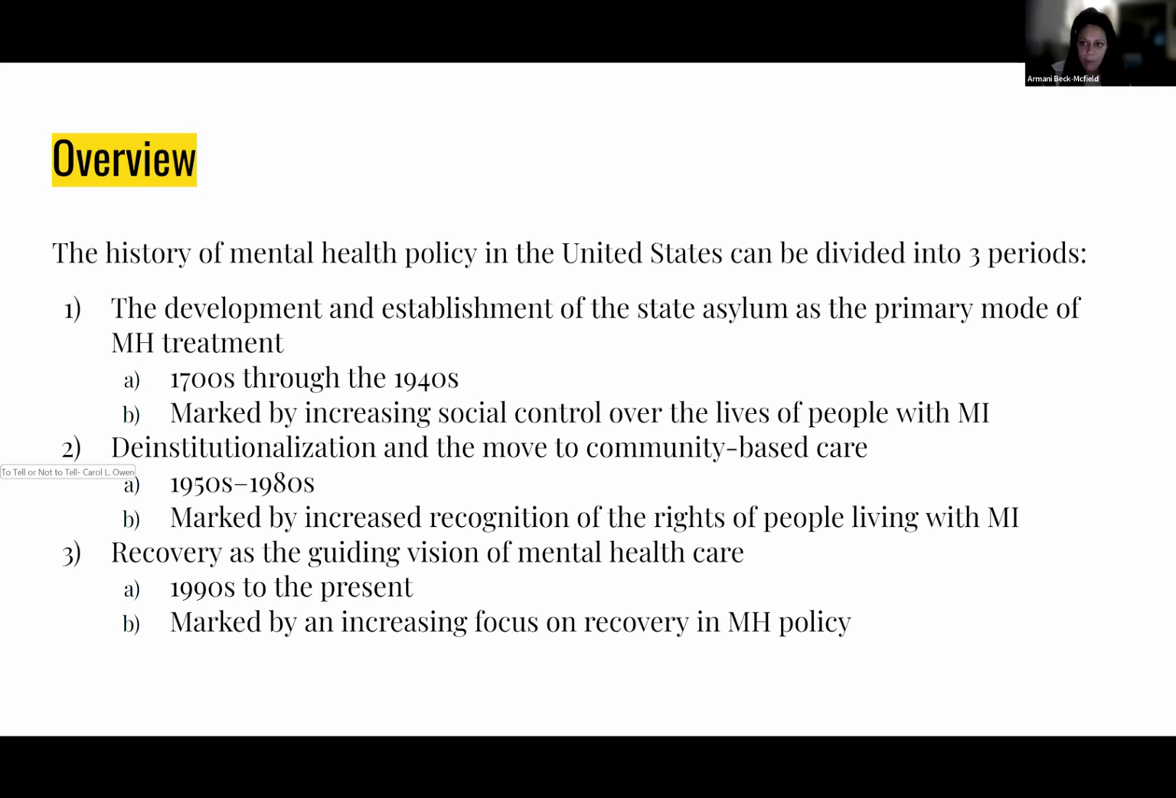And to us, it's obvious, of course it's about wellness, but historically, recovery wasn't even assumed to be possible through most of history. And so the fact that mental health policy today is based on recovery, that's actually new, and it's only been the past couple of decades.